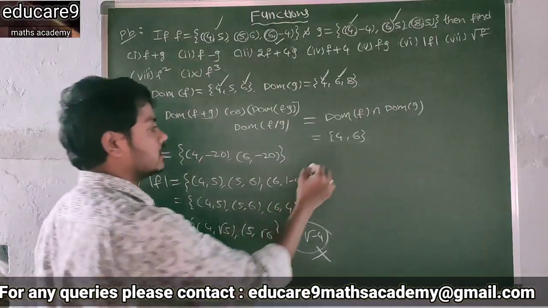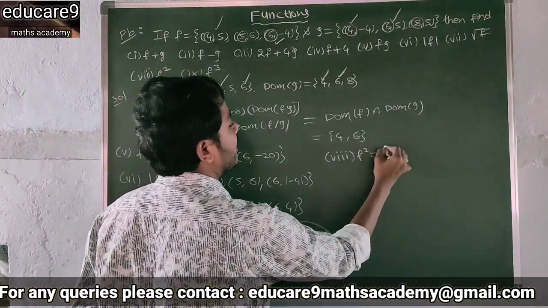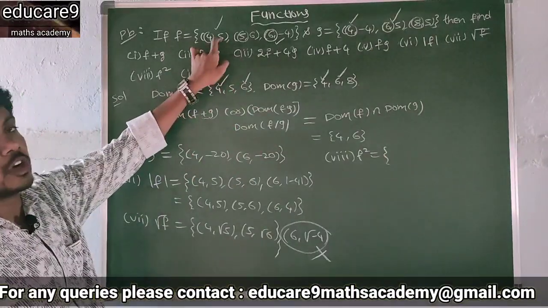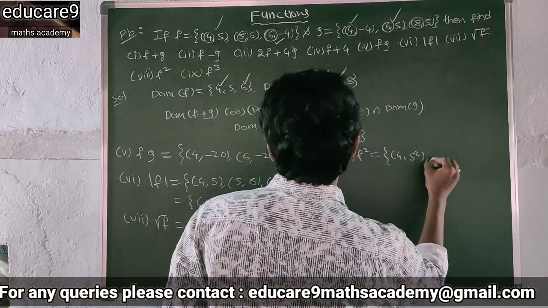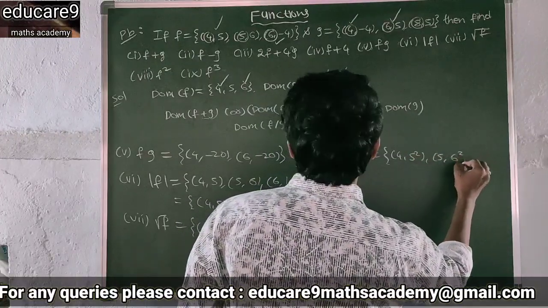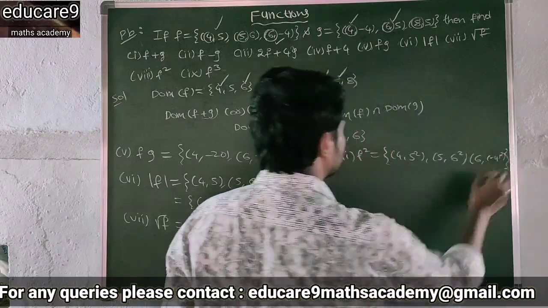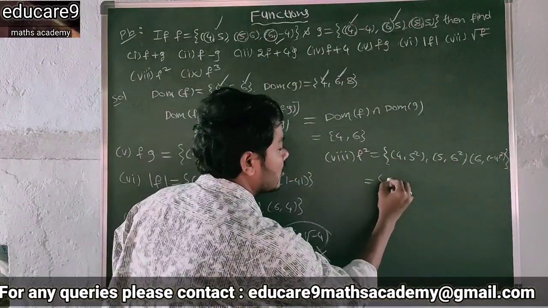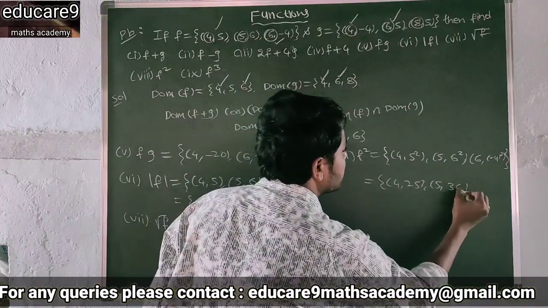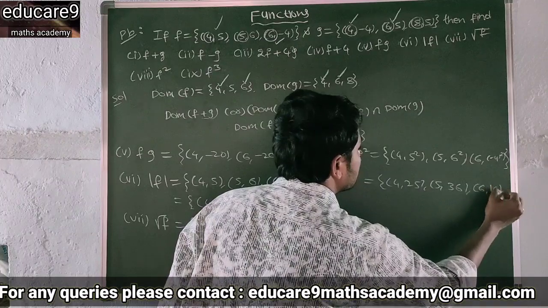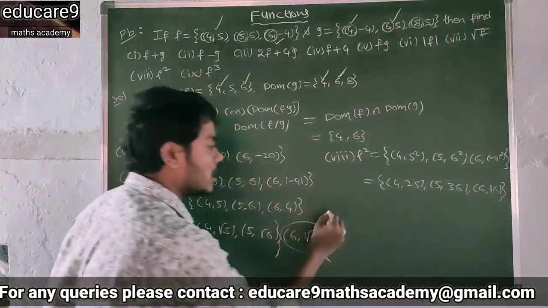So next one, f square. So take square of codomain element, that is 4 comma 5 square, 5 comma 6 square, 6 comma minus 4 whole square. This is what? 4 comma 25, 5 comma 36, 6 comma 16. This is f square.